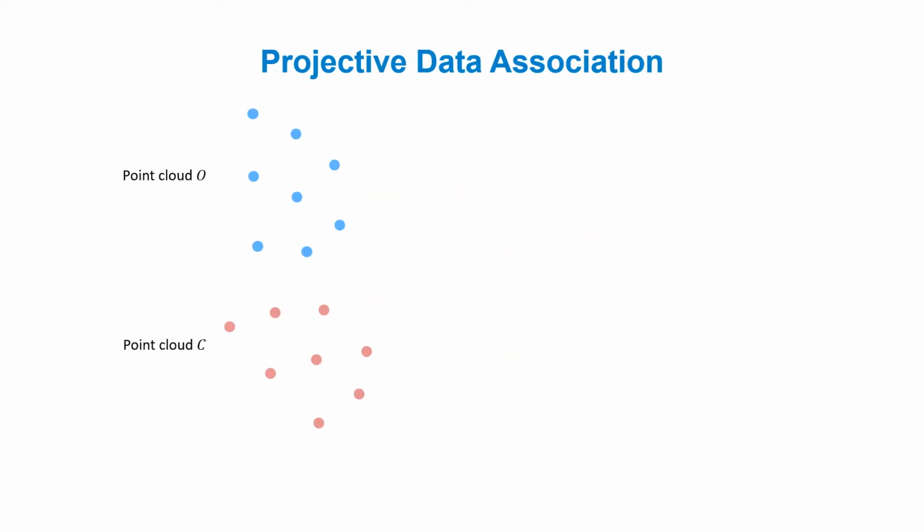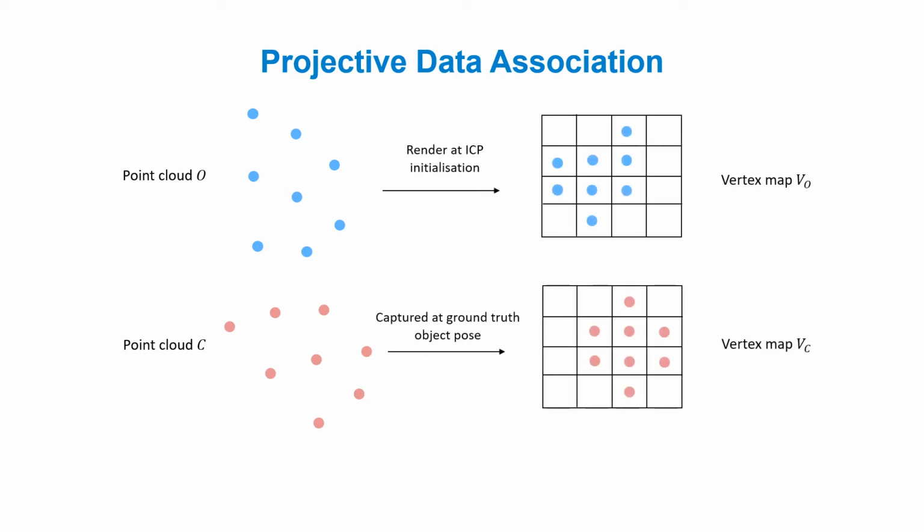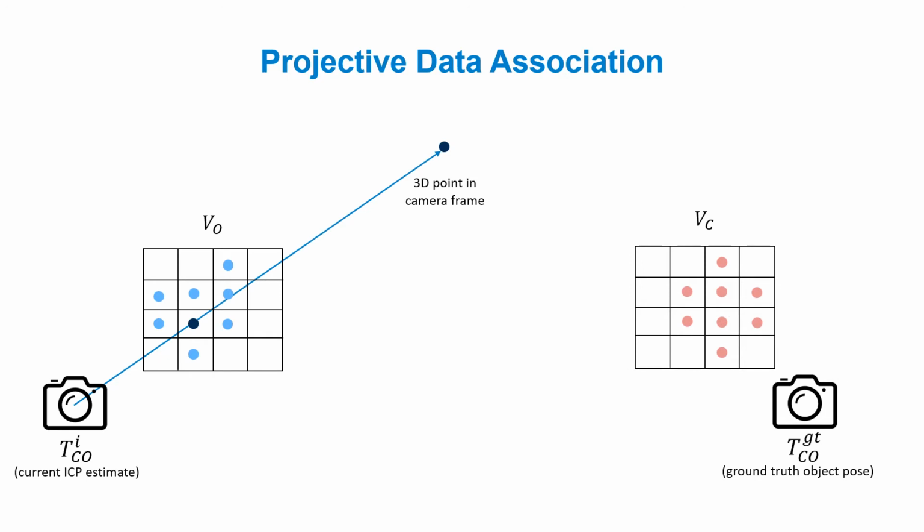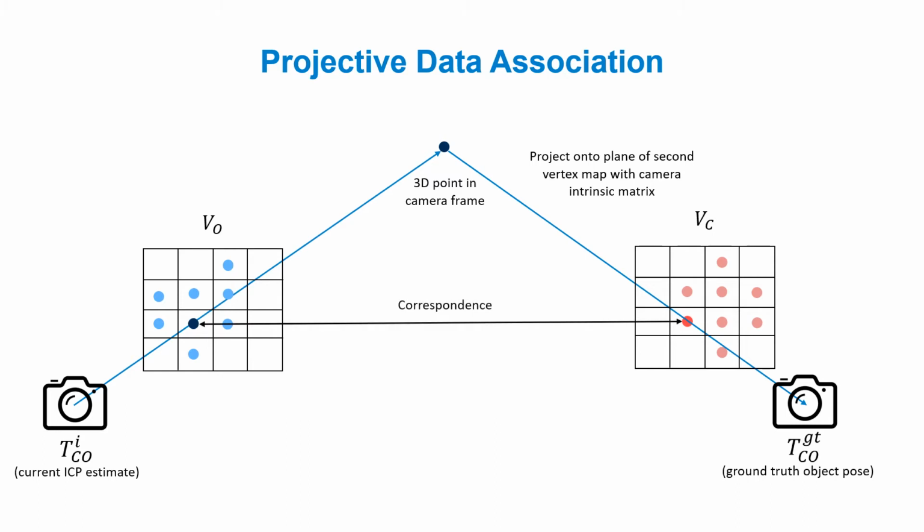Projective data association stores the two input point clouds in vertex maps. Each pixel of a vertex map stores the 3D point that was projected to that same pixel in the image used to create it. Projective data association associates each point by projecting it onto the image plane of the second vertex map. The point stored at the pixel to which the original point is projected is then associated with it.